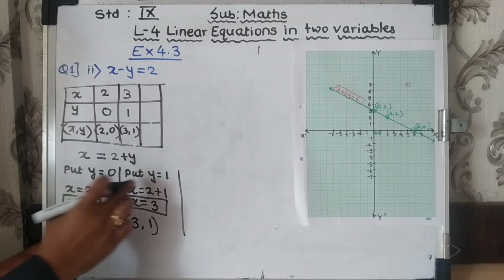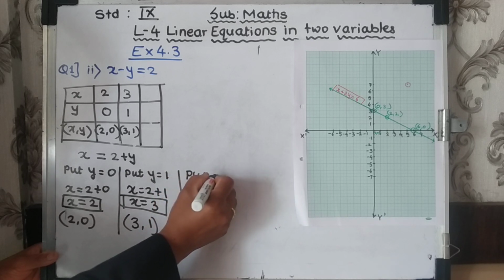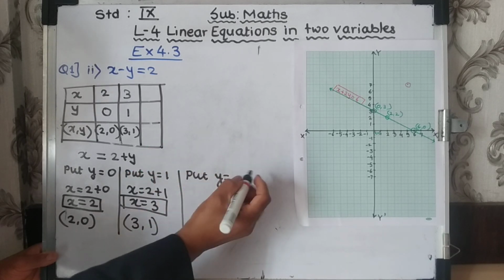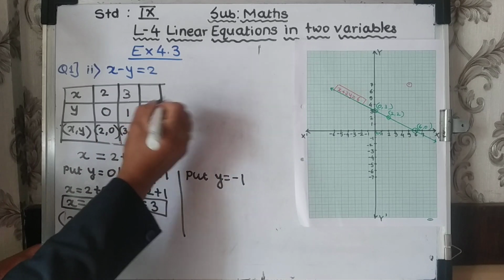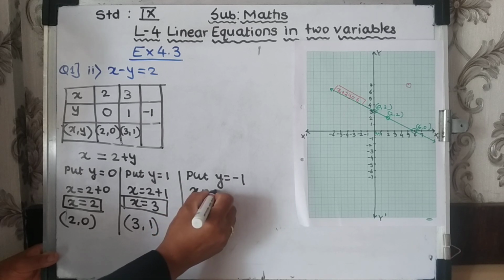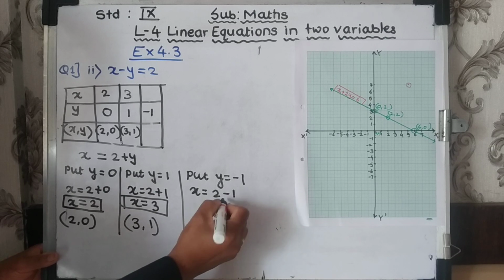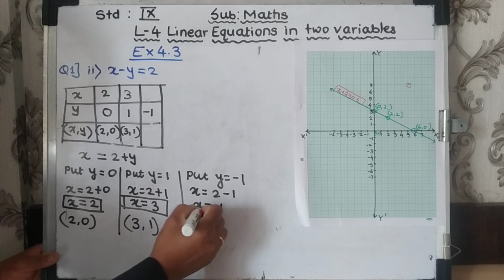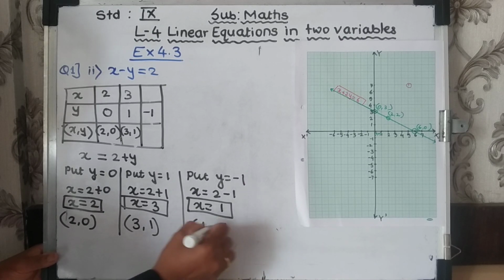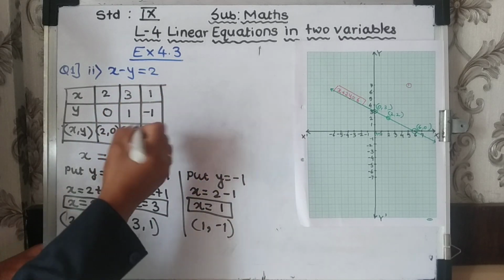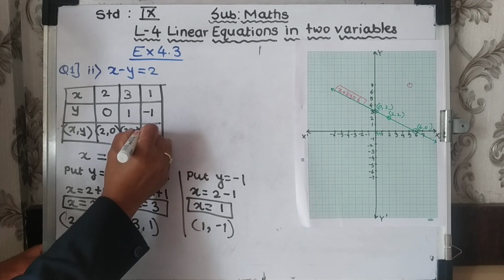For this third value, we will put y is equal to minus 1. When we put minus 1, x is equal to 2 minus 1, since minus minus becomes plus, right? So 2 minus 1 is 1. So x is equal to 1 we got. So here 1 and minus 1 we got. So we'll write here 1 and minus 1. Got it?